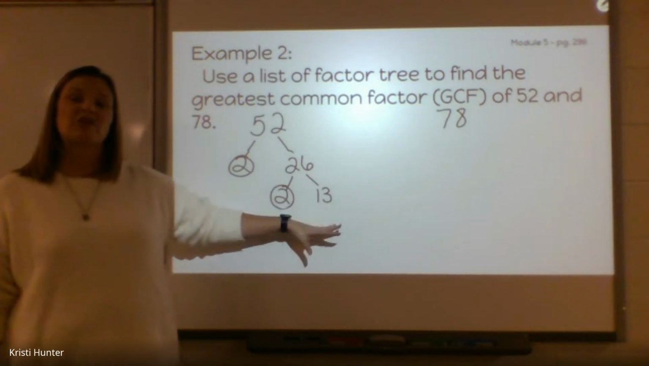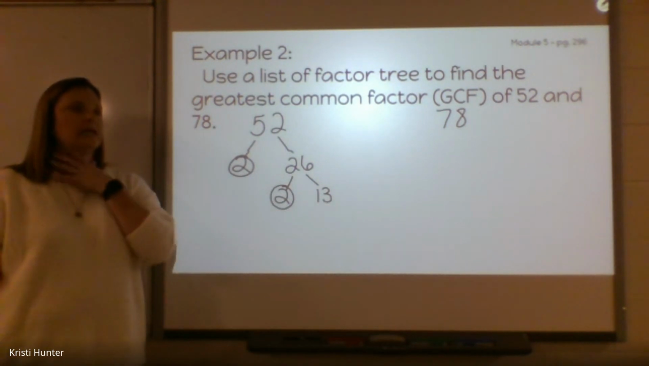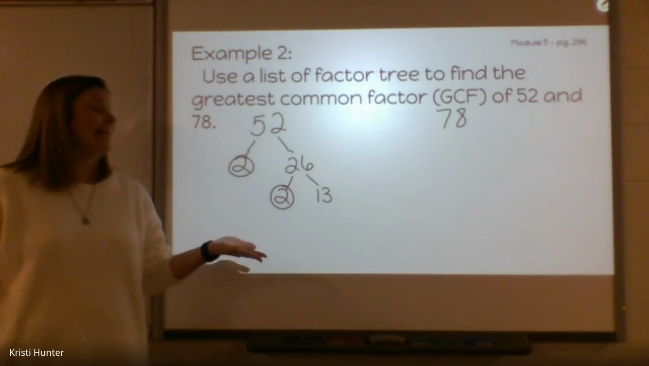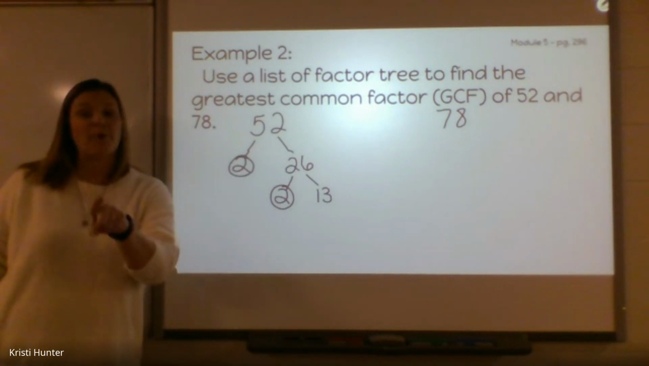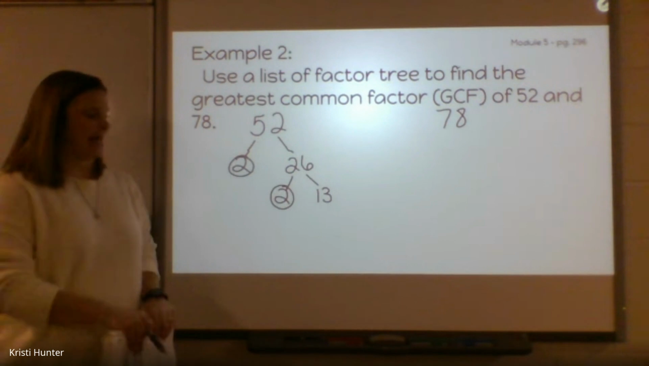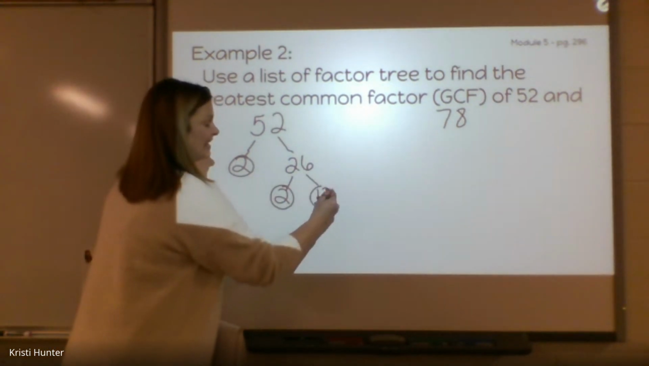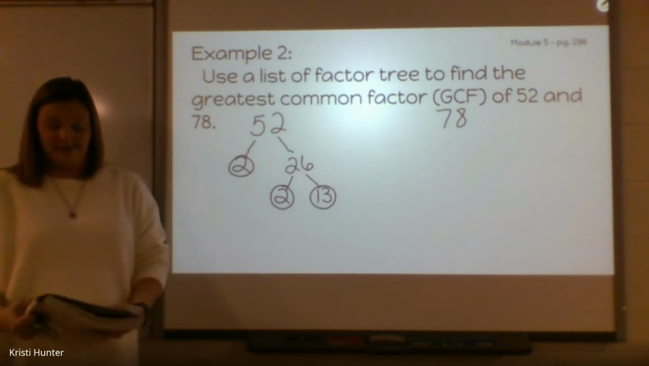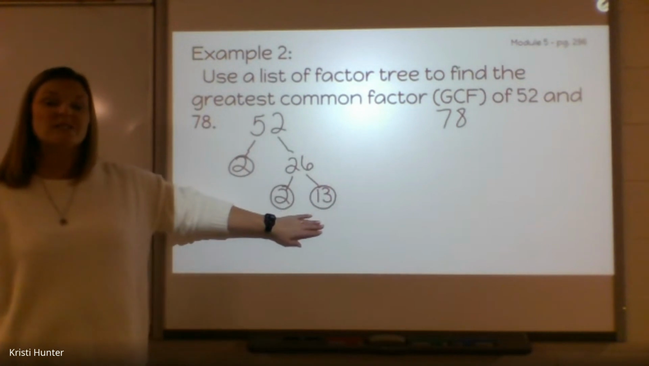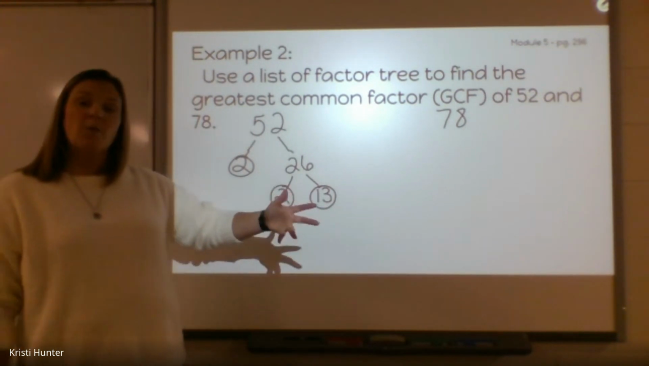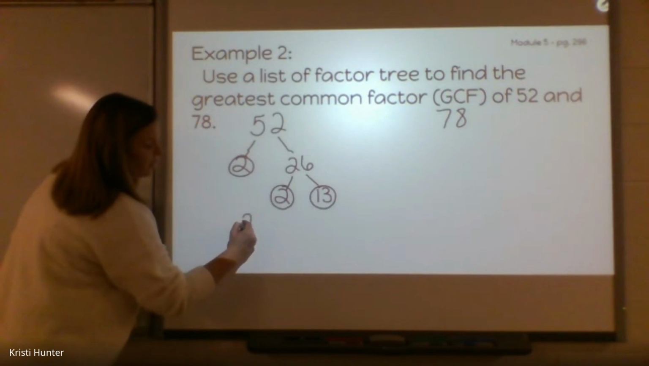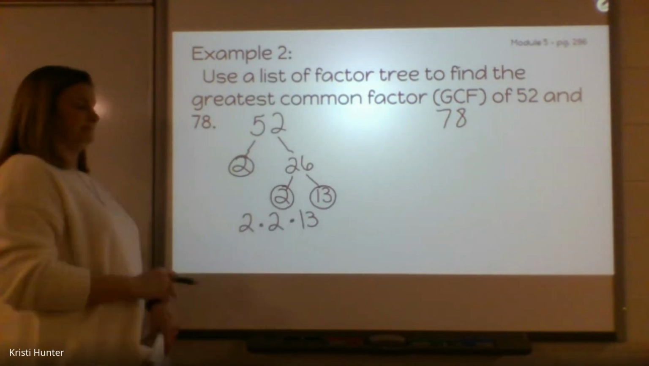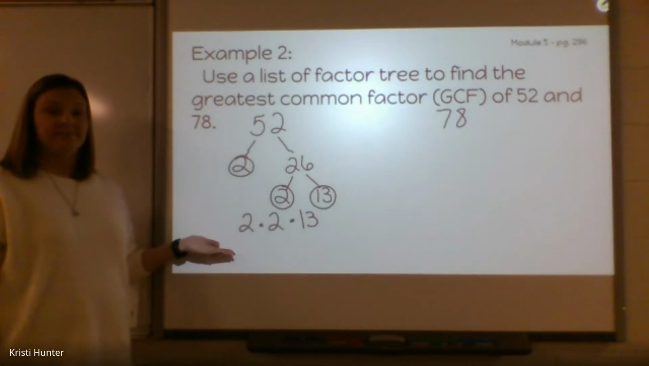13, can I break 13 apart? Well, let's see. 2 times nothing will give me 13. 3 times nothing will give me 13. If you're thinking 13 is a prime number, you are exactly correct. There is nothing that I can multiply together besides 1 and 13 that's going to work there. Okay, so 13 is also a prime number. So here's what I have. My factors are a 2, a second 2, and a 13 when I factored this number out.